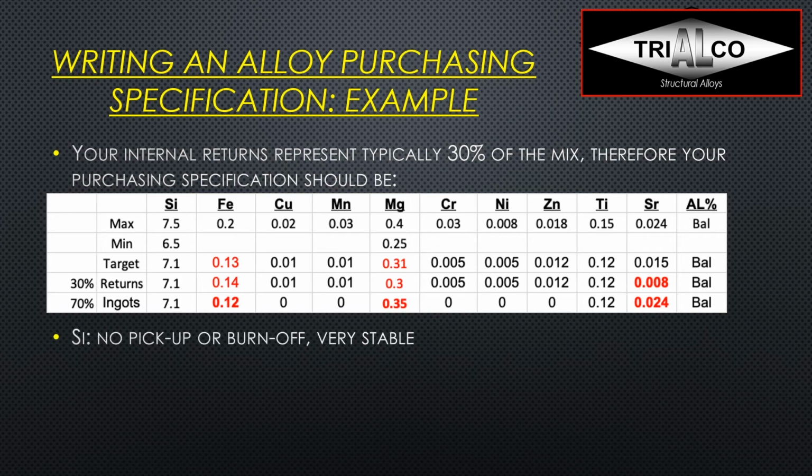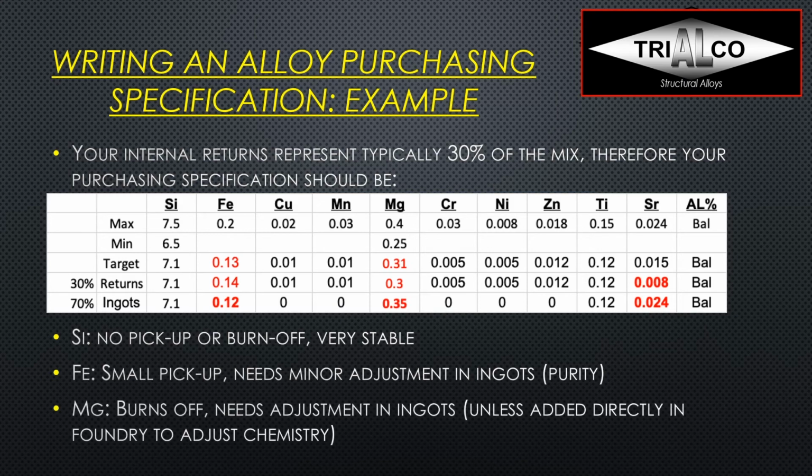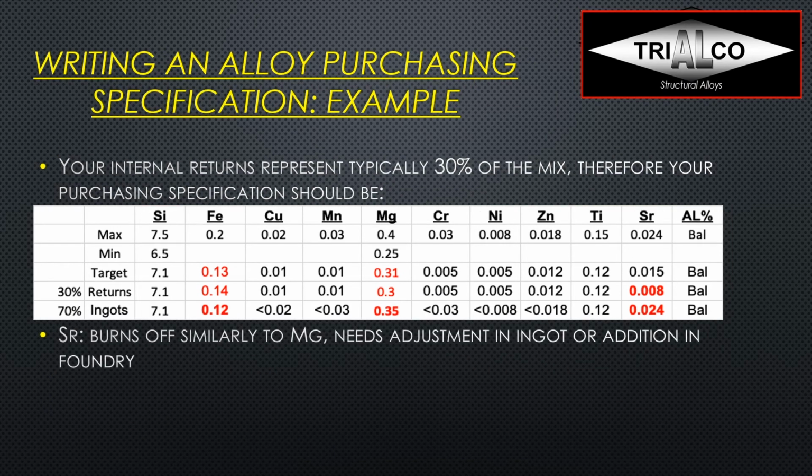And for silicon, we know there's no pickup or burn off. It's very stable. Iron, we see a small pickup, so we need a minor adjustment in the ingots. So I want the purity in my ingots to be higher than my target purity in my melting furnace. The magnesium burns off, so we need some adjustment in the ingots, unless we want to add directly in the foundry and adjust the chemistry. Then the same thing with strontium. It burns off very similarly to magnesium, so it needs adjustment either in the ingot or as an addition in the foundry.